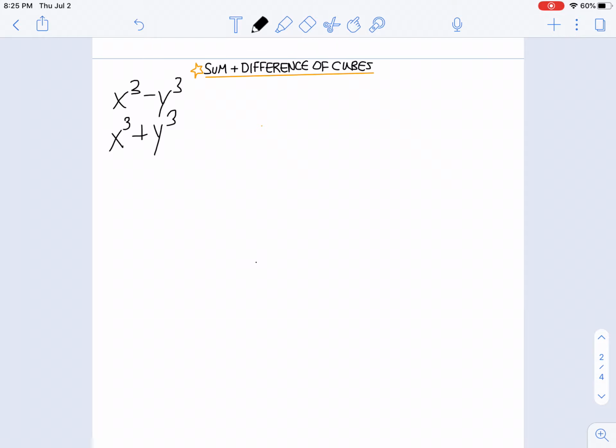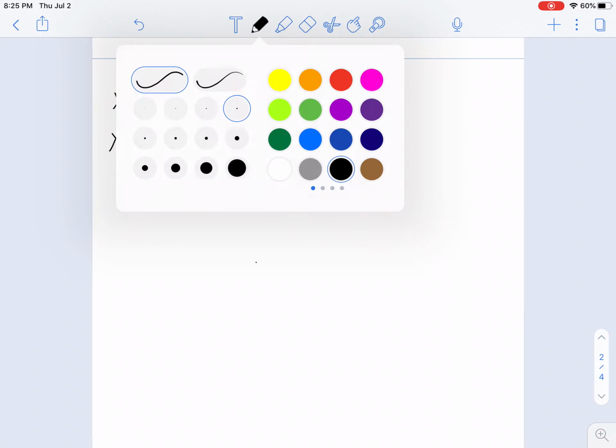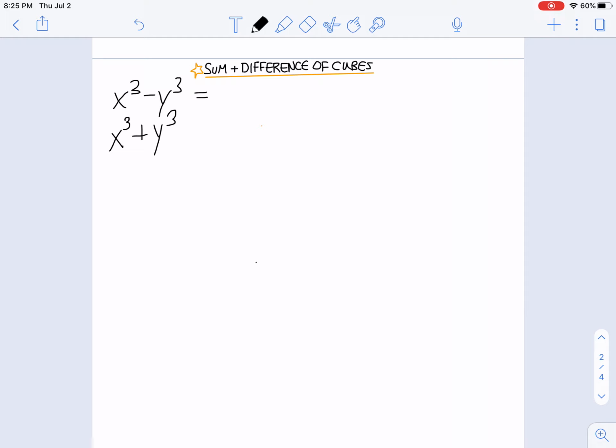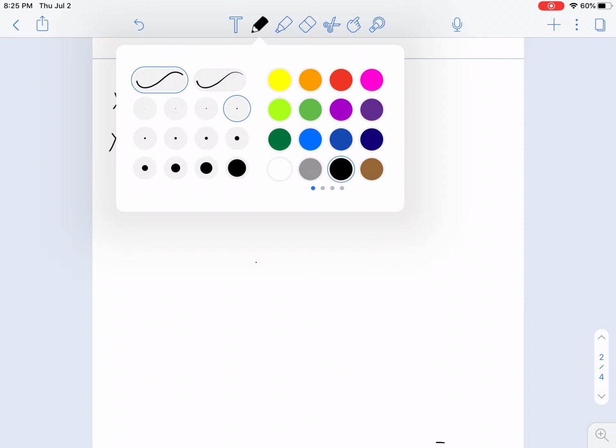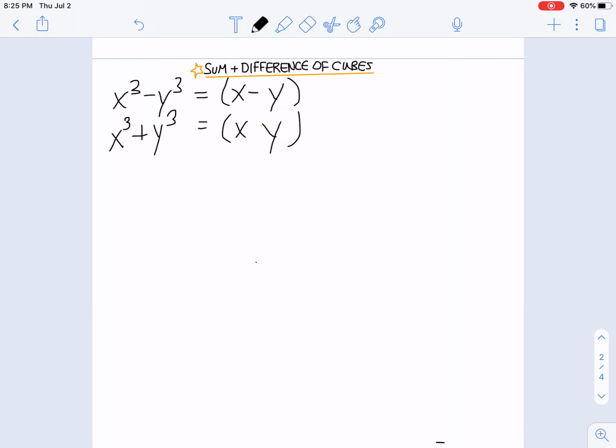So the first thing we're going to do is take the cubed root of each term. Both of these, the sum and the difference, are going to have x and y as the terms in each bracket, because remember, the cubed root of x cubed is x and the cubed root of y cubed is y. And we're going to keep the sign the same as we see it. So the difference will stay as minus and the sum will stay as plus.